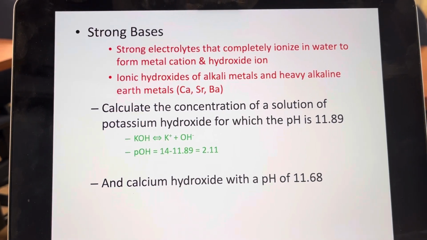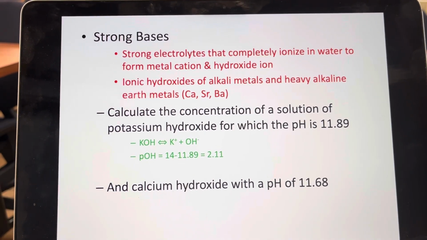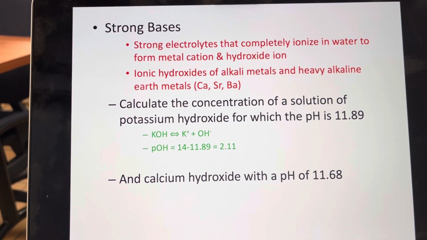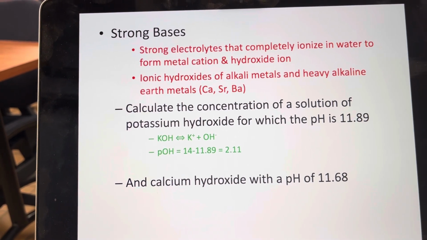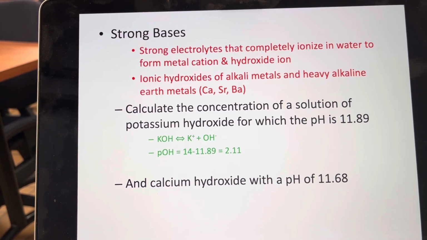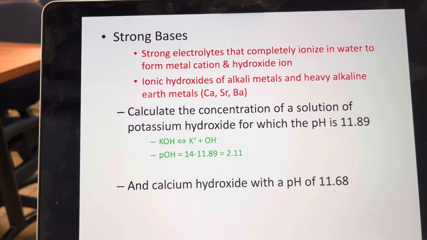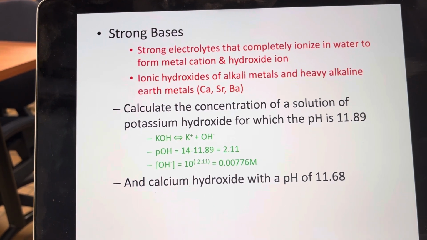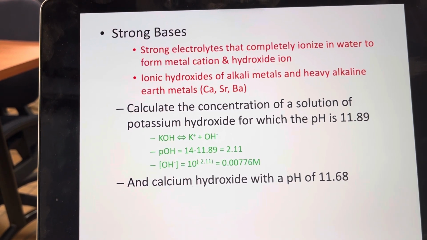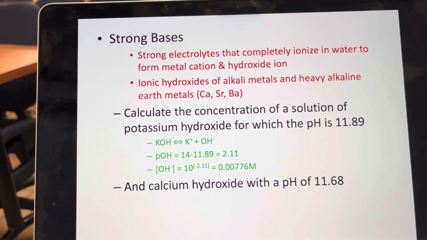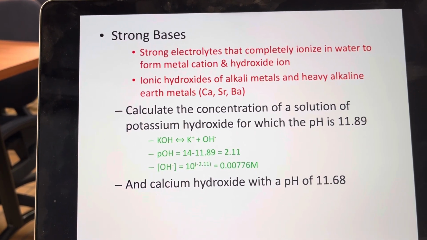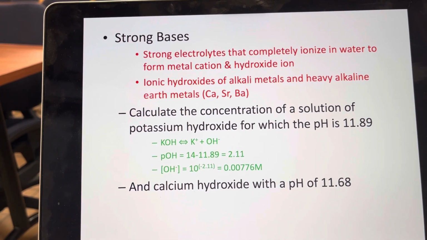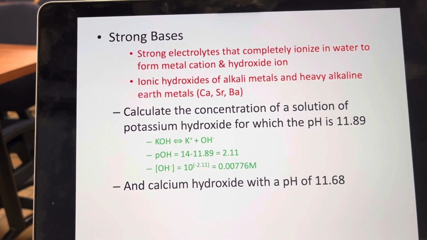So again, since we're given pH and this is a base, the base is forming hydroxide ion, so we have to convert the pH to hydroxide ion. So taking 14 minus 11.89, that gives us a pOH of 2.11, and then we can plug that into our 10 raised to the negative pOH, and that will give us a hydroxide ion concentration of 0.00776.